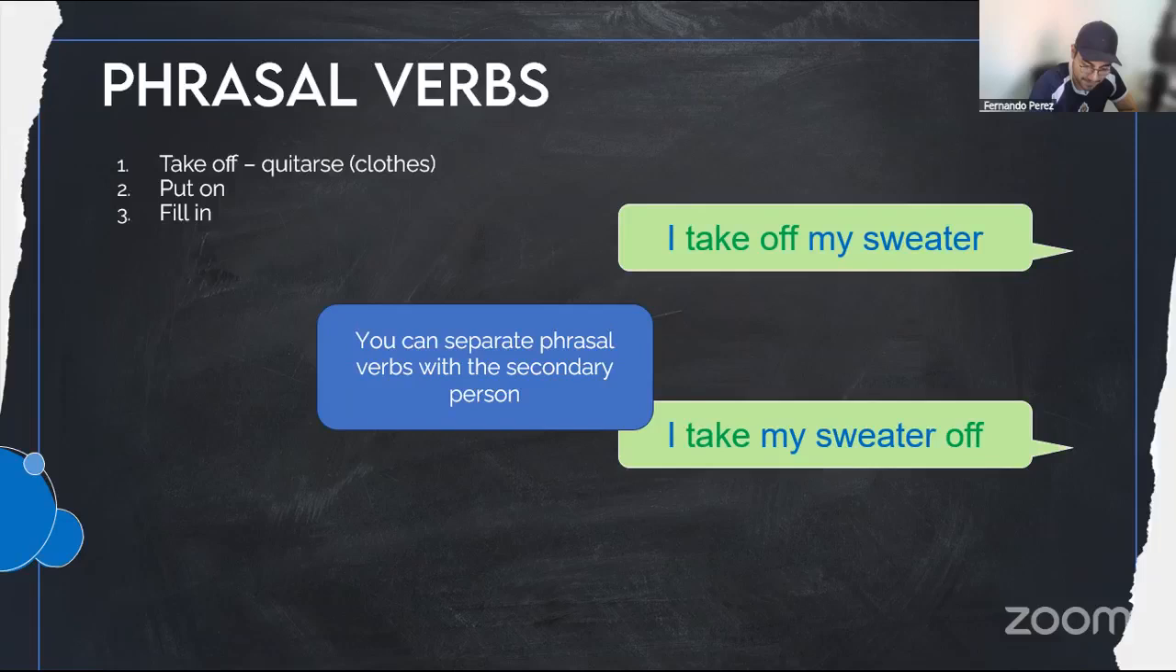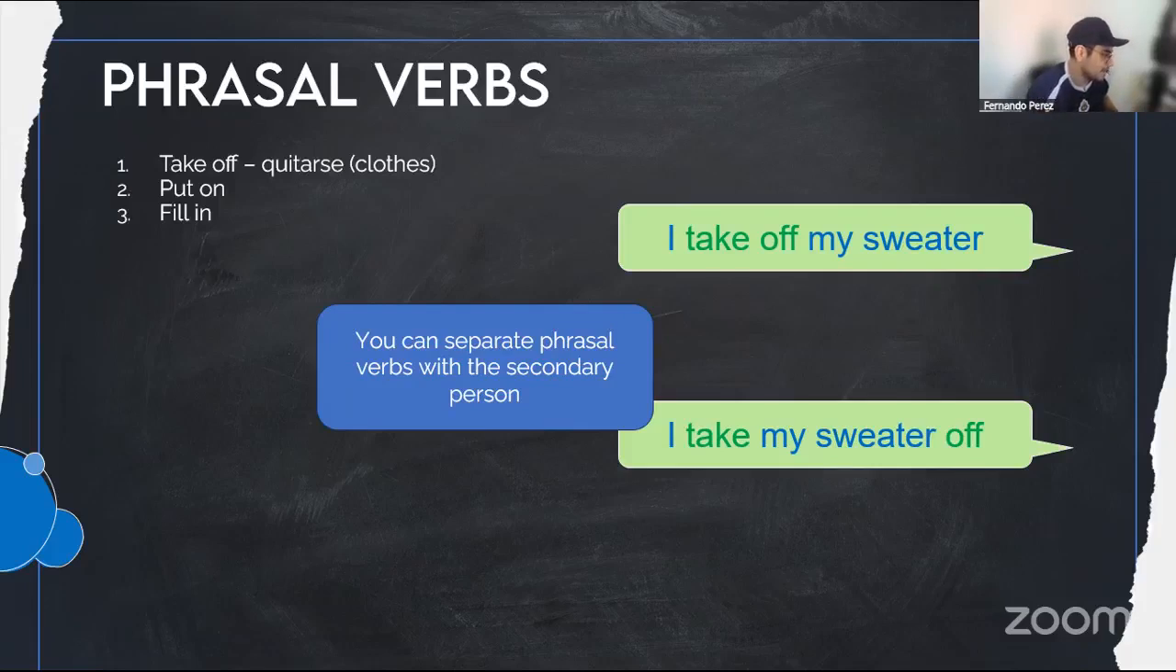It could also be: she takes off her sweater. She takes her sweater, but incomplete, off. She takes off her sweater. That's position number one. Position number two: she takes her sweater off. Correct. Perfect. Okay.